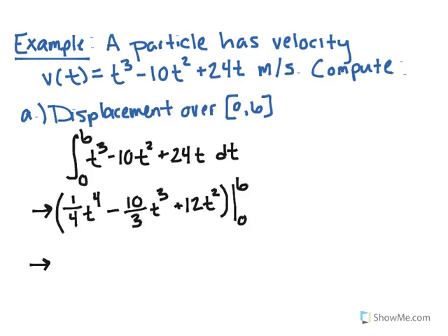So when we plug in 6, 36, and when we plug in 0 to every single one of these, we're just going to be left with 0, which means our final answer is 36, and we have to add a unit onto this. And remember that displacement is kind of like distance, it's just not total distance. So this is in meters. So there's part A.